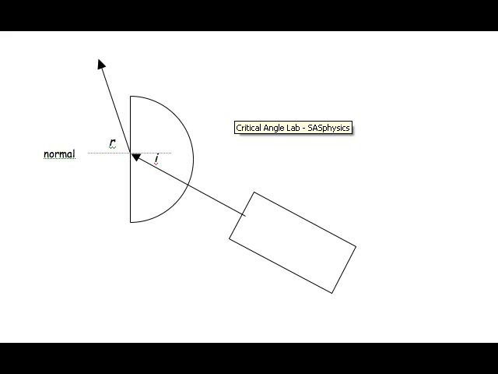The aim of this lab is to find the critical angle of perspex, which is the material the sphere is made out of. Critical angle is the smallest angle of incidence at which a light ray passing from one medium to another less refracted medium can be totally reflected from the boundary between the two.